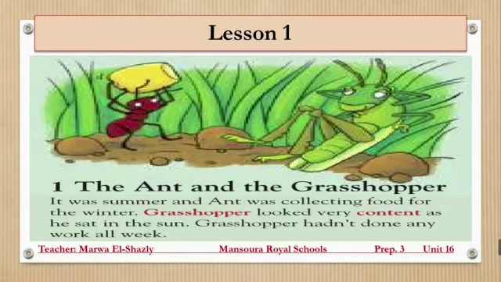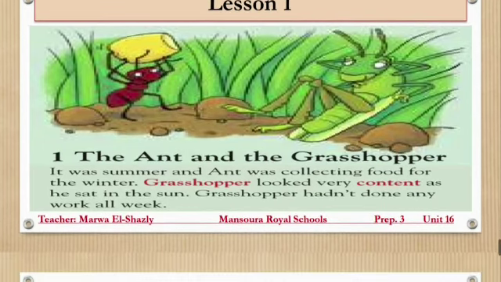Now the first story, the ant and the grasshopper. It was summer and ant was collecting food for the winter. Grasshopper looked very content and he sat in the sun. Grasshopper hadn't done any work all week.